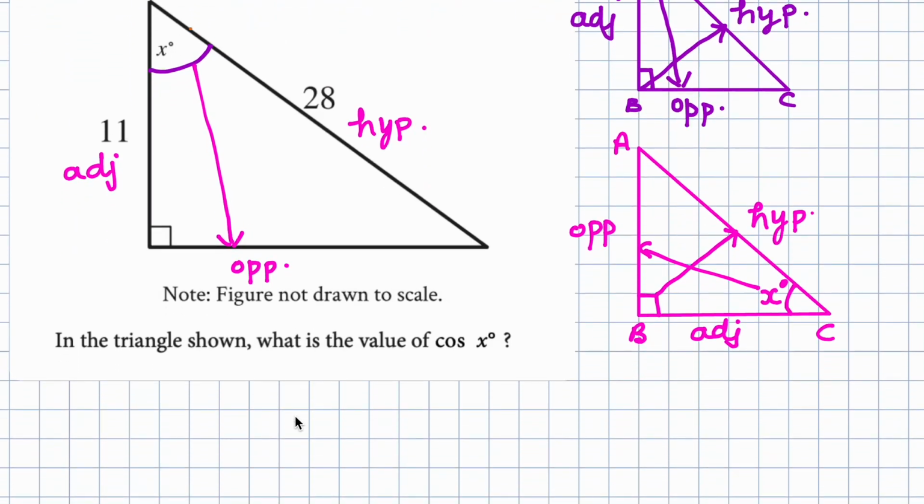We need to find cos of x degrees, and cos of x degrees is adjacent over hypotenuse, and these two are given to us. Adjacent is 11 and hypotenuse is 28. So we do not need to find the opposite. Our question needs only cos of x, which is adjacent over hypotenuse. That means 11 upon 28. Correct?